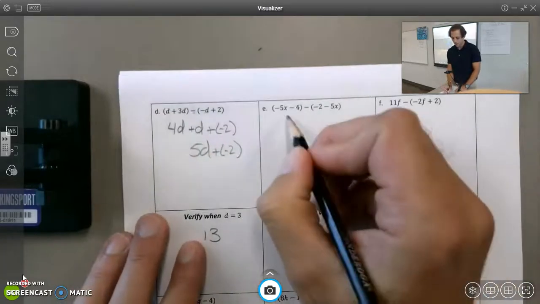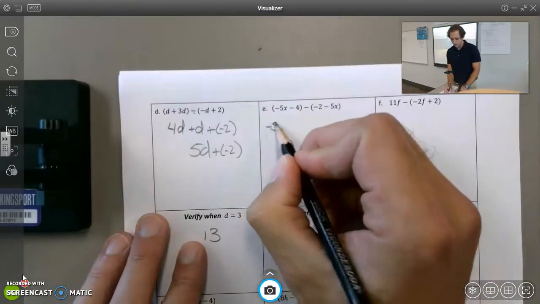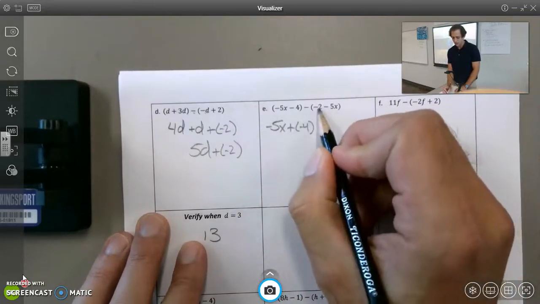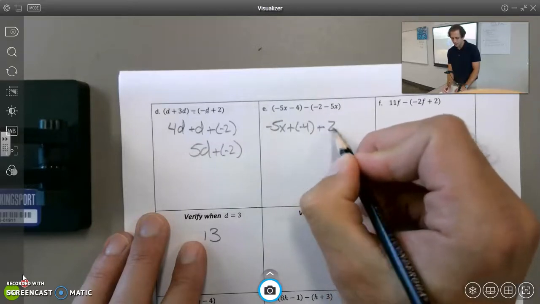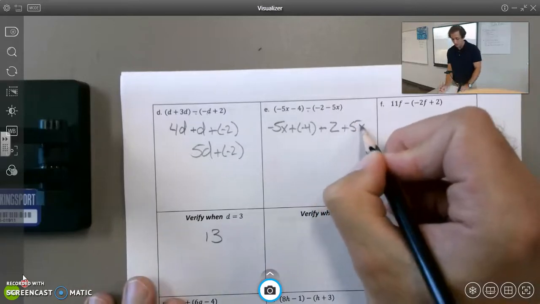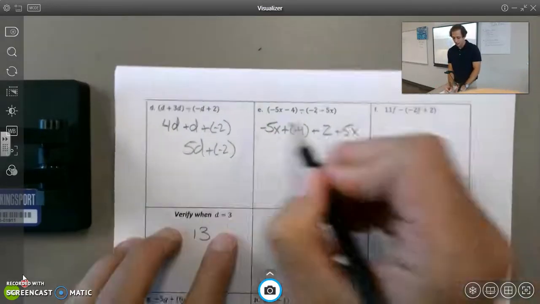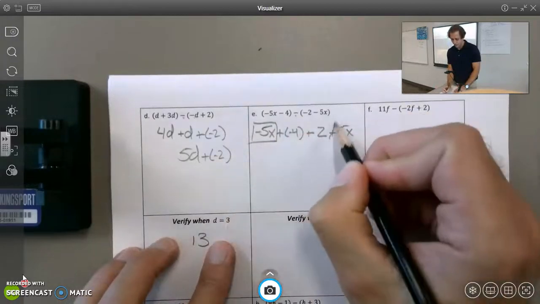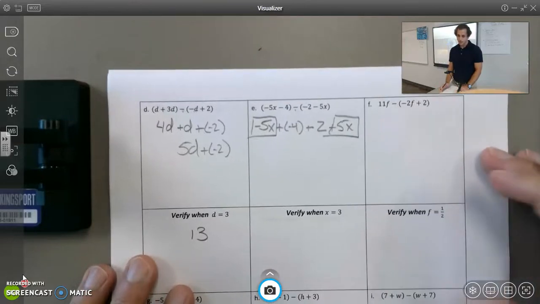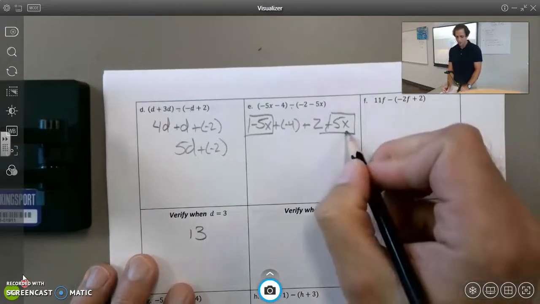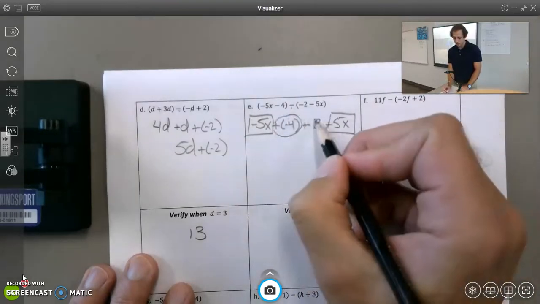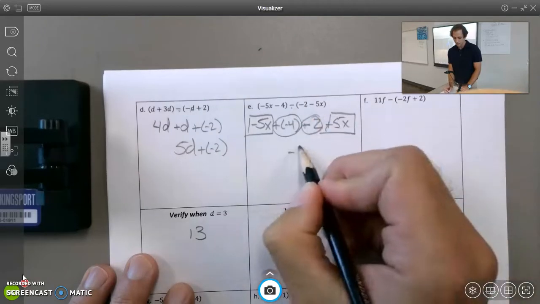All right, let's go over here to E. Negative 5x minus 4, so negative 5x plus negative 4, minus negative 2 minus 5x, that's going to be plus 2, minus the opposite 2, minus negative 5x, that's going to be plus 5x. So now I have a negative 5x and a positive 5x. Oh, there's a great vocabulary term for that. What will we call those? Opposites. Additive inverses. They're going to create 0. There is going to be no variable term. And here are my constant terms, negative 4 and 2, so I'm going to get negative 2.